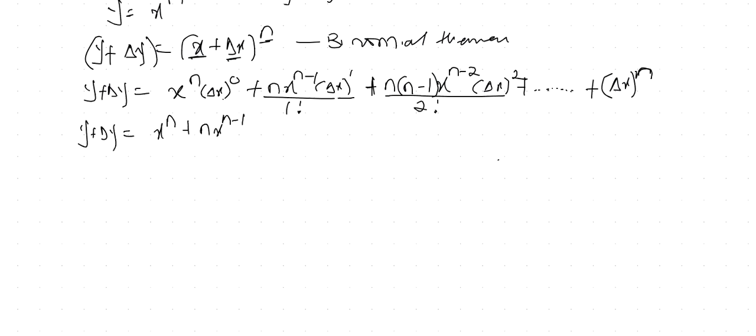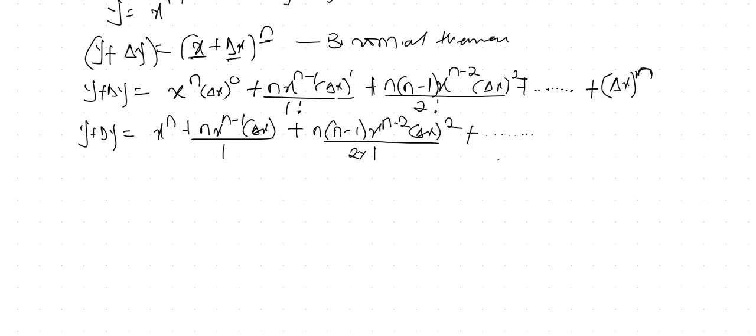Then divided by, you don't need to divide it because 1 factorial is still 1. Then plus, let me just write it 1. Then this is going to be n into n minus 1, x raised to the power of n minus 2, then change in x raised to the power of 2, then divided by 2 times 1, because 2 factorial means 2 times 1. So 2 times 1, which will give you 2. Then plus dot, continuous like that. Then plus change in x raised to the power of n.